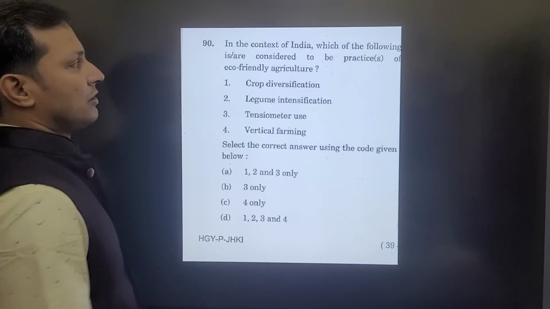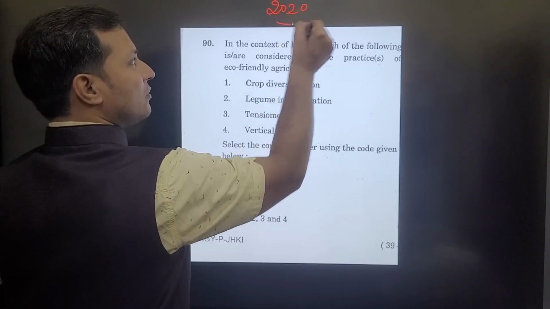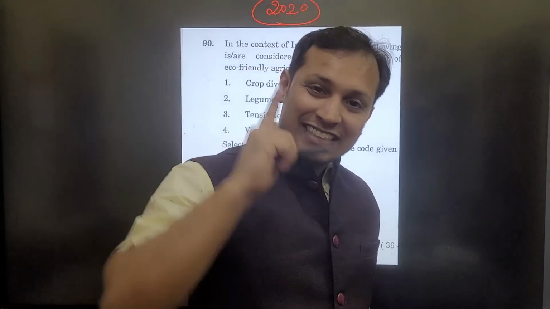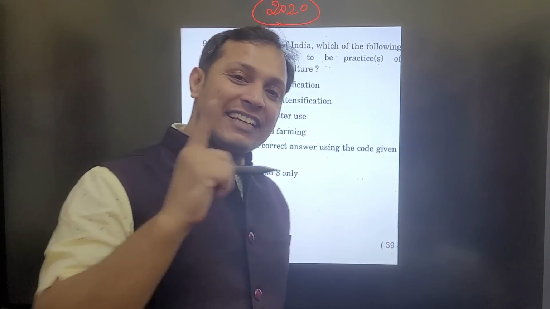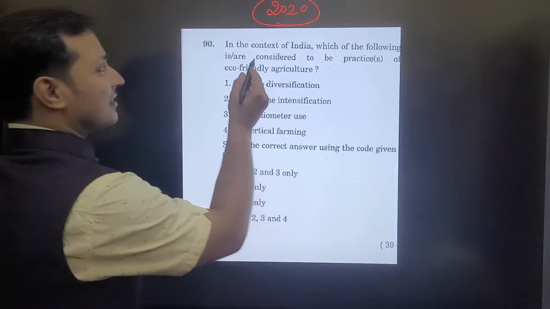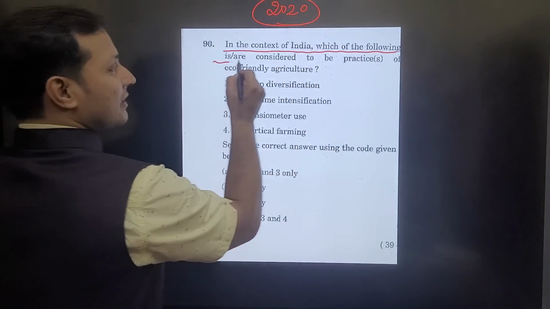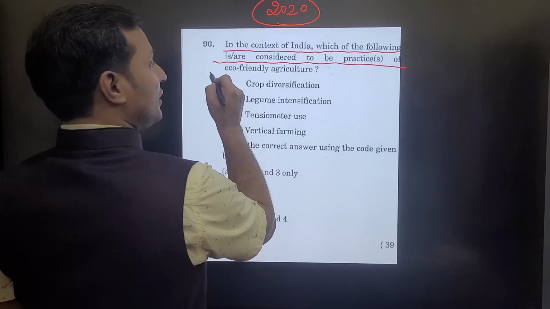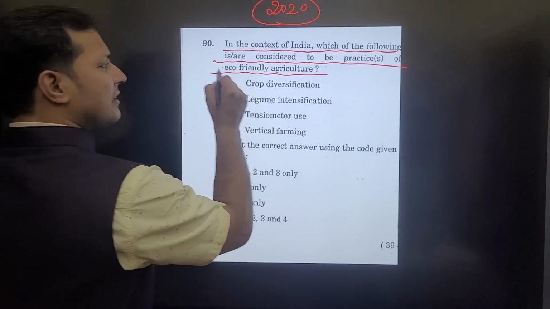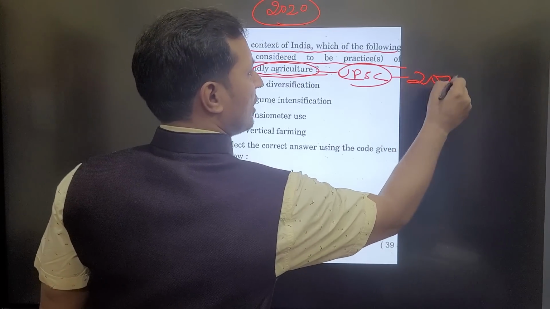Now let us see another question. All are 2020 questions, mind you, all in a single year. Now you will ask how Santosh sir scored the highest marks in the UPSC prelims examination. Now let us see this. In the context of India, which of the following are considered to be the practices of eco-friendly agriculture? Eco-friendly agriculture is a very important theme of UPSC. This year also, in 2023, this is going to come.